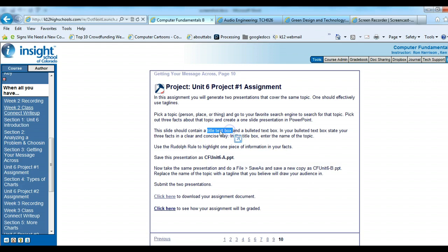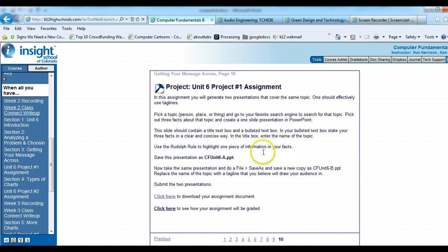So you're going to have the title text box. So I would have the text box say Grand Junction. Then I'd have a bulleted list of the three facts that I found. Just one line for each of the three facts. And then I would use the Rudolph rule to highlight one piece of those facts. And I would save it with this name. Now when you save it with these names, you don't have to put the PPT on the end because it will do it automatically. So there's the exact name you save it as. So this one, in my example, it would be called Grand Junction. And I'd put the three facts and I would Rudolph rule one of the facts.